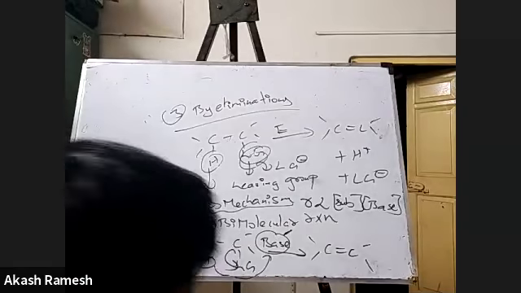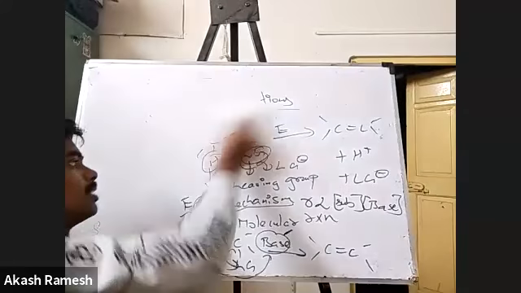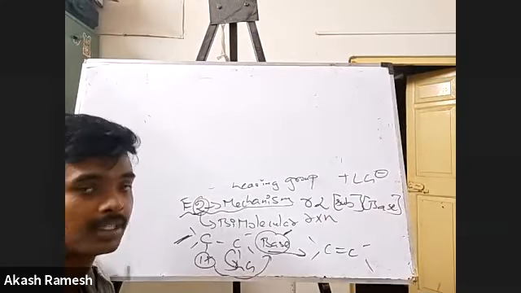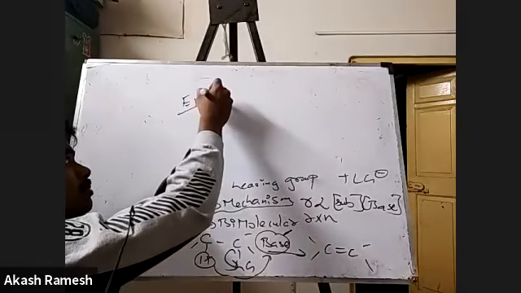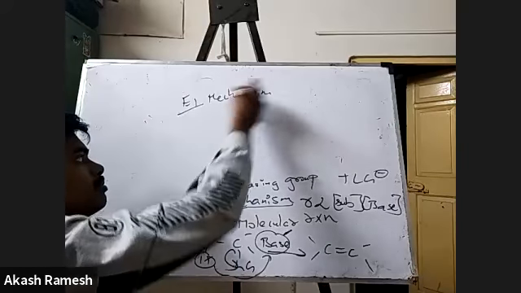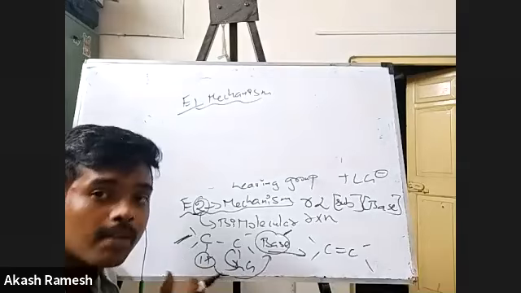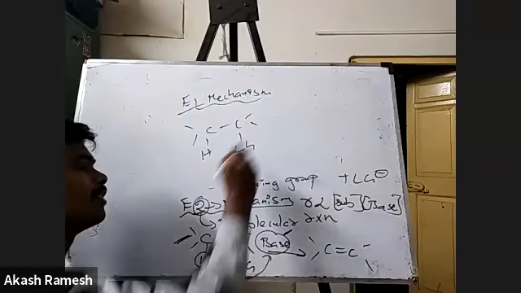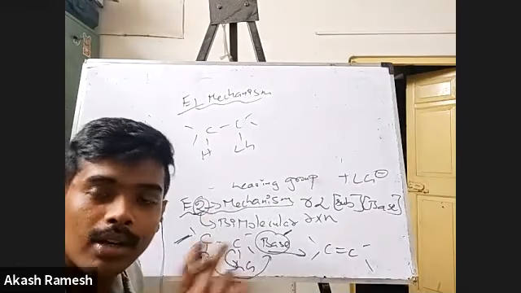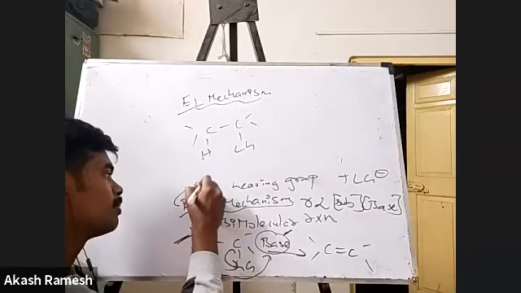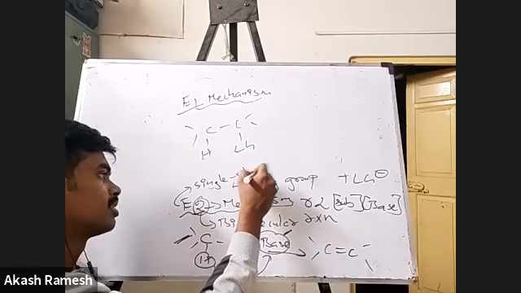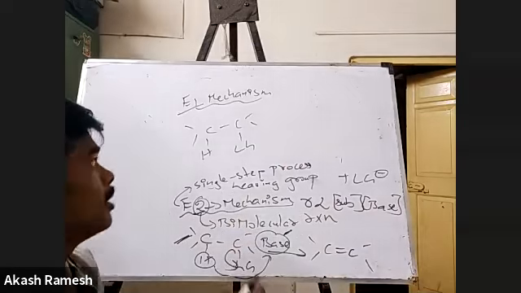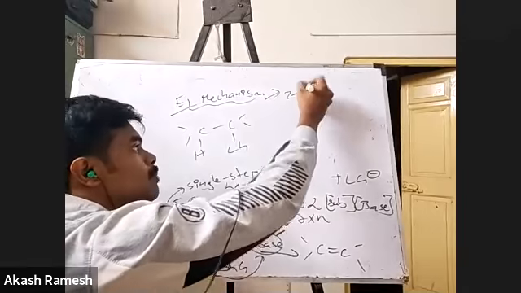Fine. So this is about the E1 mechanism and E2 mechanism. Now, when I go for the E1 mechanism, I'll take the same thing. I have an H, I have a leaving group. Now remember, E2 is a single step process, because at a time both the bonds are broken. Now remember, the E1 mechanism is going to be a 2-step process.